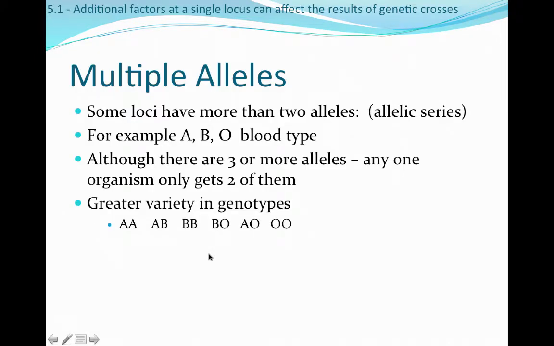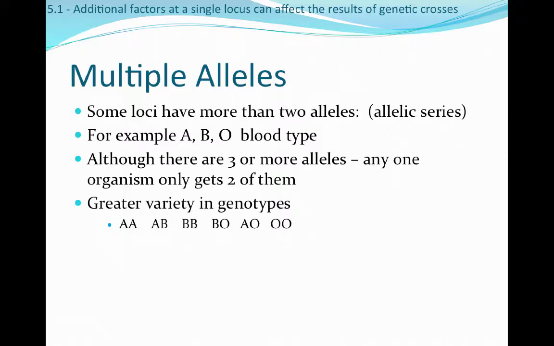All right, so another example where we see multiple alleles really benefiting the organism is in blood typing. So we have three major types of blood, A, B, and O. And keep in mind that some loci or some genes on chromosomes actually have more than two alleles associated with that phenotype. So these are what we call allelic series. And even though there's more than two alleles that are possible, each individual is only going to express two alleles. So one from mom, one from dad.